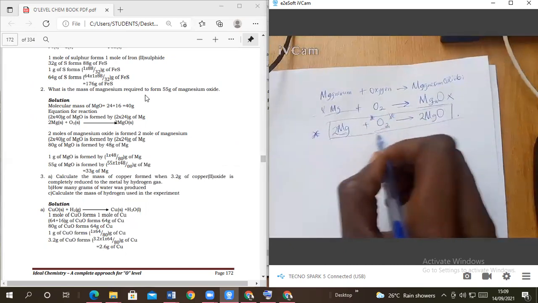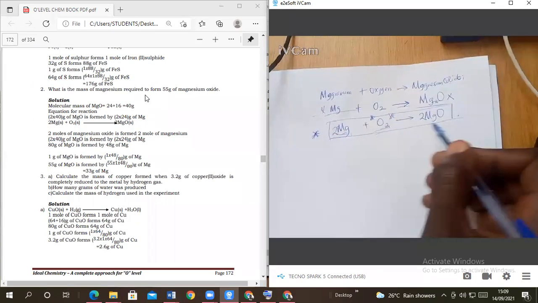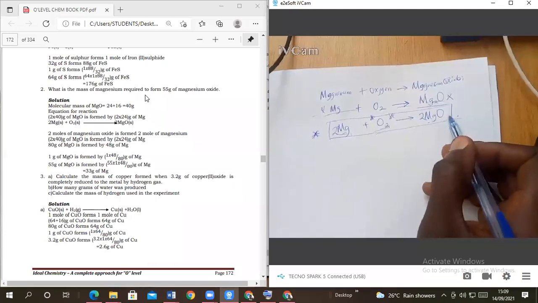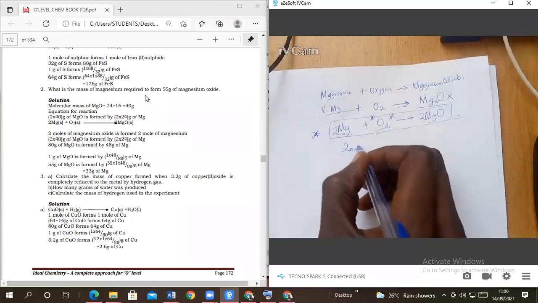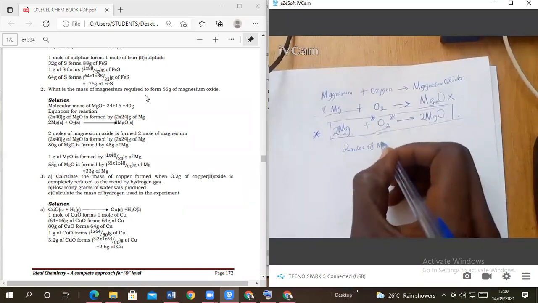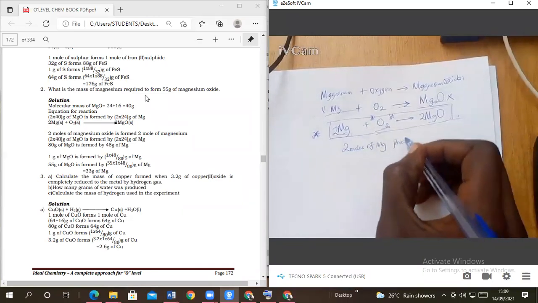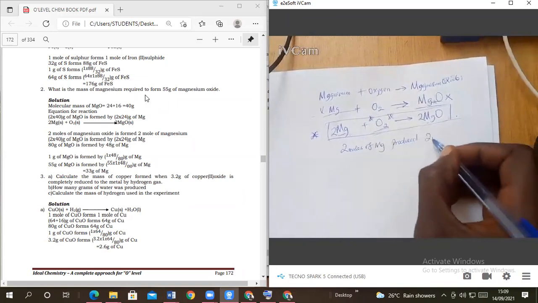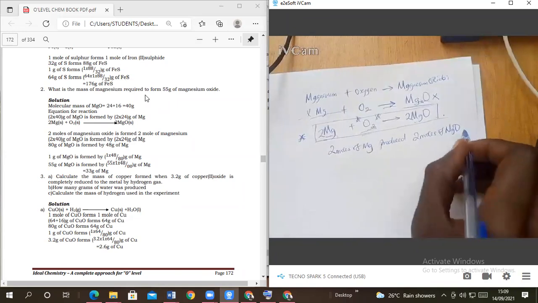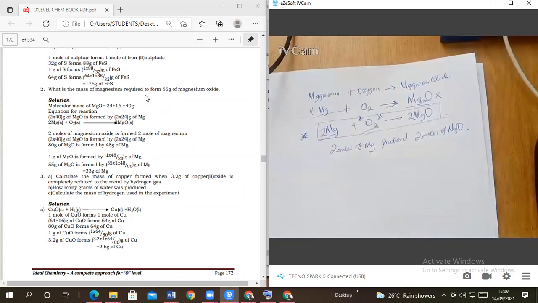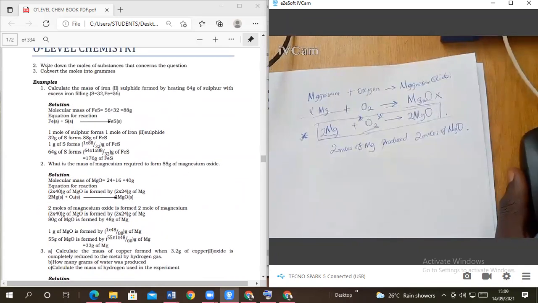We leave it the way it is. We talk about magnesium and magnesium oxide. So what do we write down? We say 2 moles of magnesium produced 2 moles of magnesium what? Oxide. What follows after that is to convert the moles to masses, convert the moles to grams.